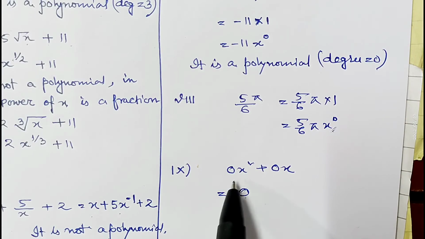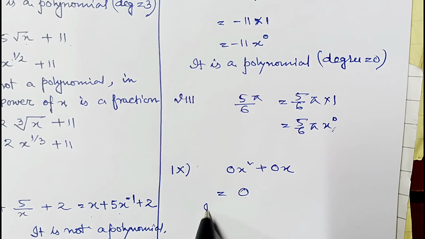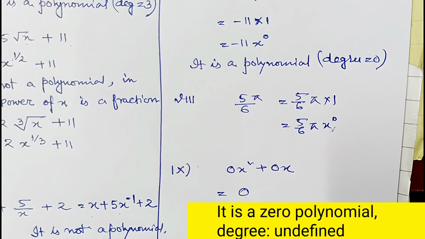In the next sum, it is given 0x square plus 0x, which equals 0. That means it is a zero polynomial, and we know in case of a zero polynomial, degree is undefined. So this expression is a polynomial of degree which is undefined. I hope these sums are clear. Let me discuss question number 2 now.